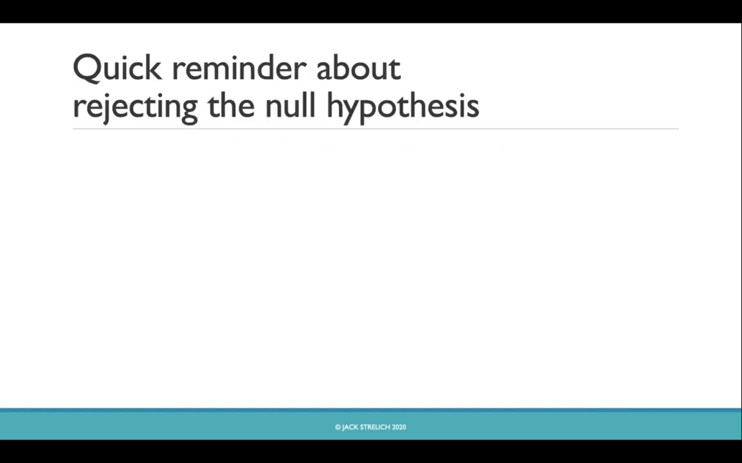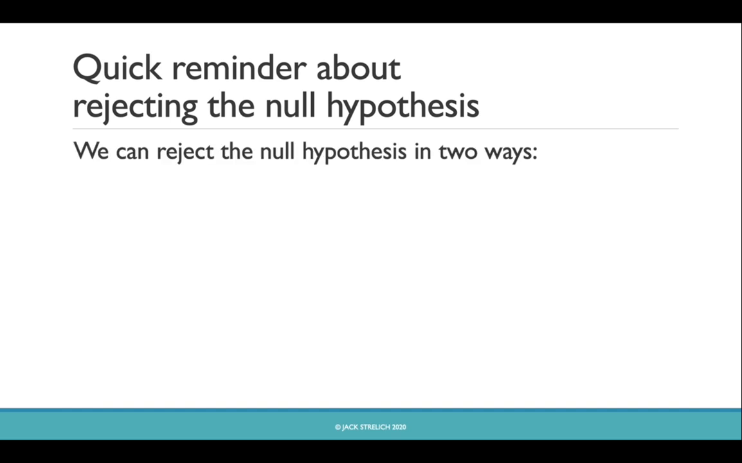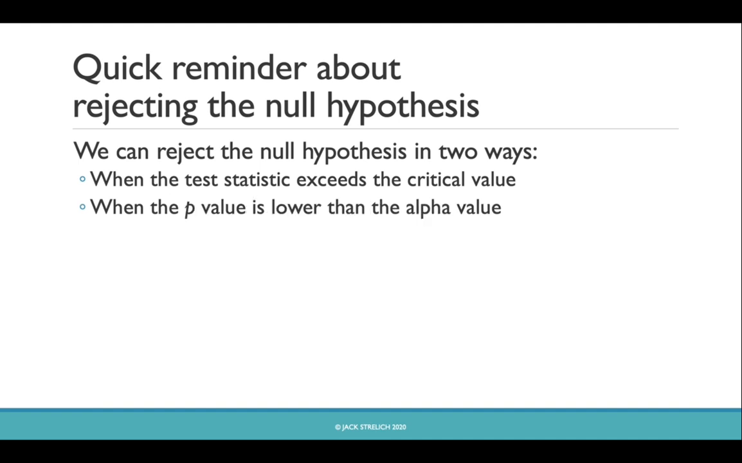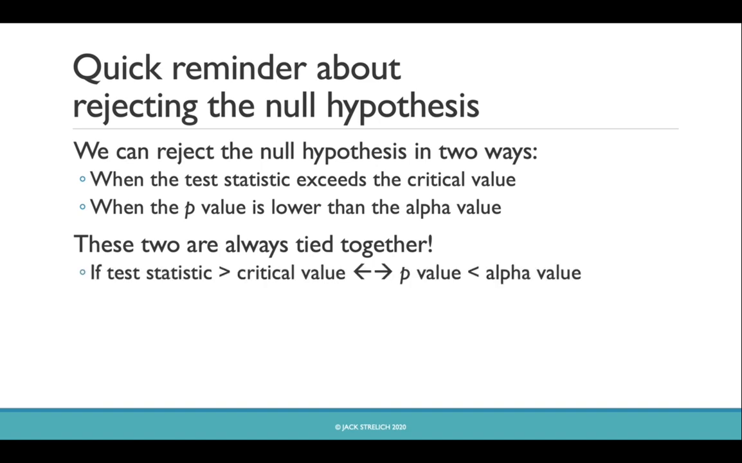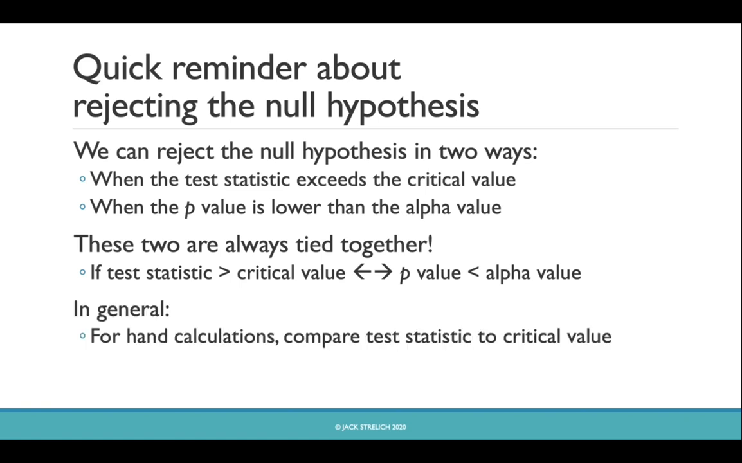So, a quick reminder about rejecting the null hypothesis. We can reject the null hypothesis in two ways: either when the test statistic exceeds the critical value, or when the p-value is lower than our alpha value. These two ways are always tied together. If the test statistic is greater than the critical value, then the p-value must be less than the alpha value, and vice versa. In general, for hand calculations, it's much easier to compare the test statistic to a critical value we've identified ahead of time. When using R, however, you will simply compare the p-value that R gives you to the alpha level that you selected.